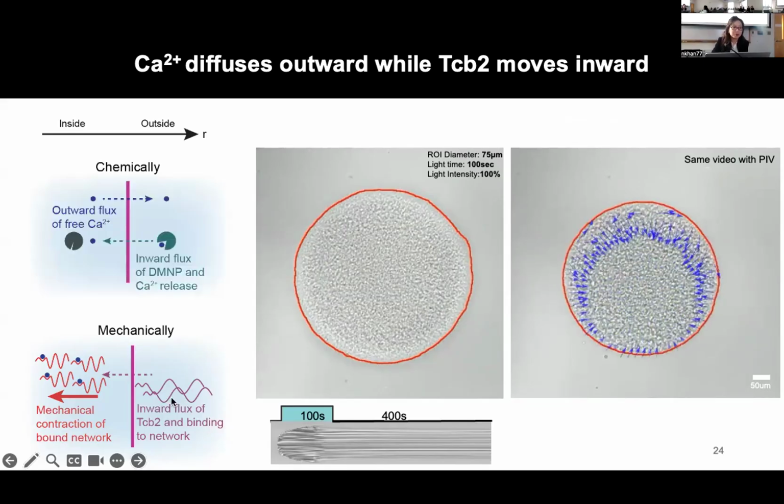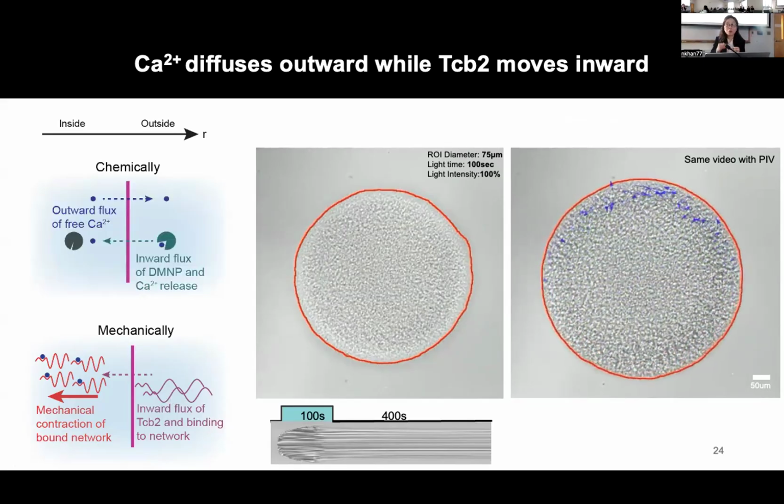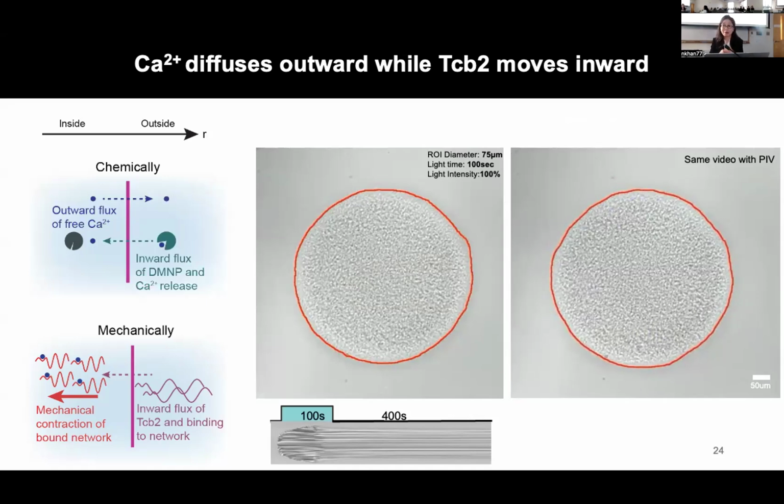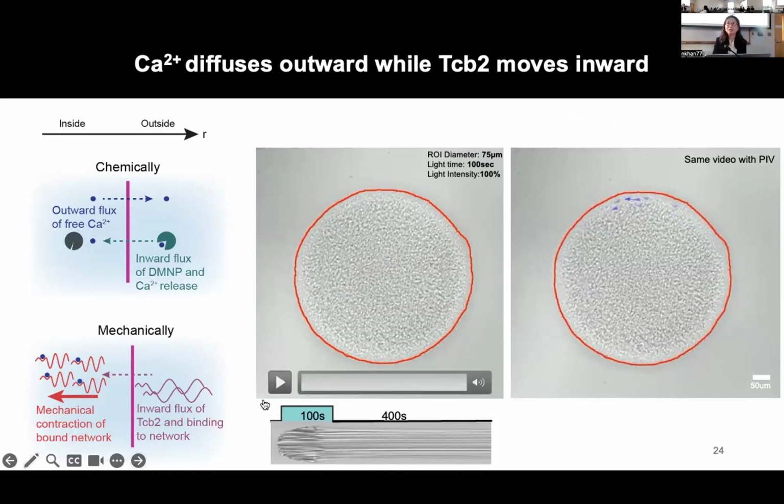This is really interesting to me because there are two processes happening at the same time, but in different directions. Chemically, calcium diffuses from inside to outside, forming the network. Mechanically, once they form the network along the boundary, they actually contract in the other direction, from outside to inside.